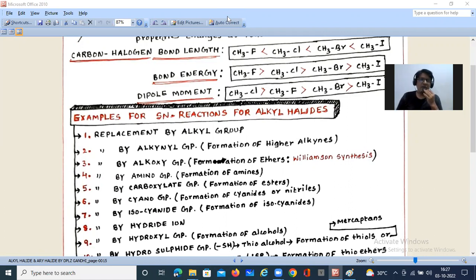So, welcome back. And today we are going to learn class 12th organic chemistry. The first chapter, haloalkanes and haloarenes. In the previous class, the offline class, we studied a few examples of SN reactions for alkyl halides. So now let us start the next topic.